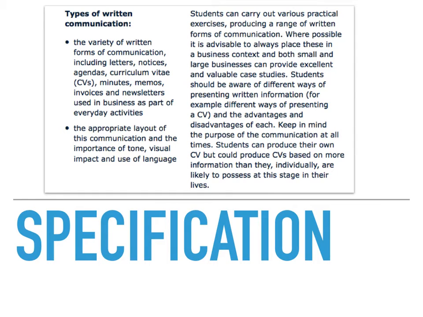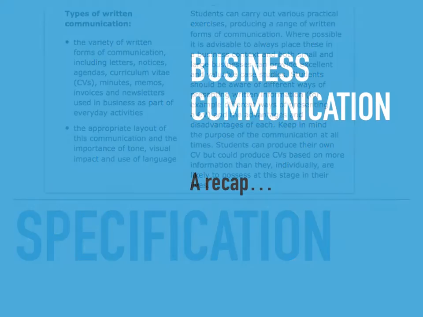The specification is what you need to know, and this suggests there are a number of different types of written communication that businesses can use to communicate with stakeholders. These include letters, memos, newsletters and agendas, amongst others. We'll now consider these methods of written communication in a little more detail.